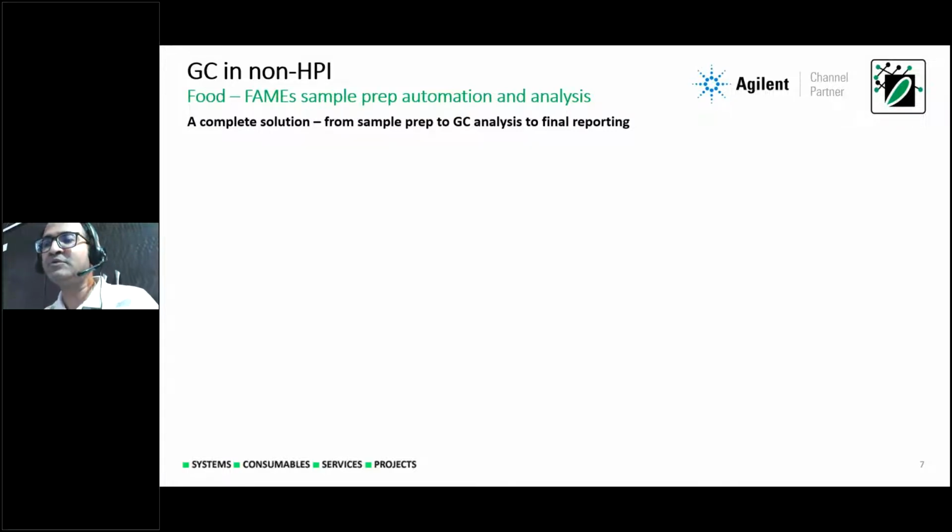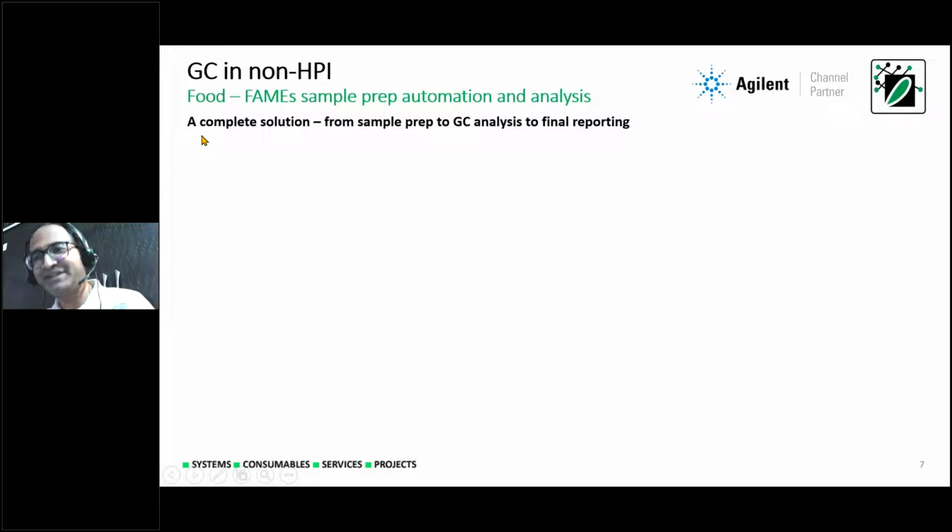In today's presentation, though, I'm going to take only the analysis of FAMES as one case, and I will try to make the point of how the Agilent GC and its workbench hardware is useful for FAMES analysis. As an Agilent team, we are absolutely confident at this time that we can give you a complete A to Z solution when it comes to doing the analysis of FAMES.